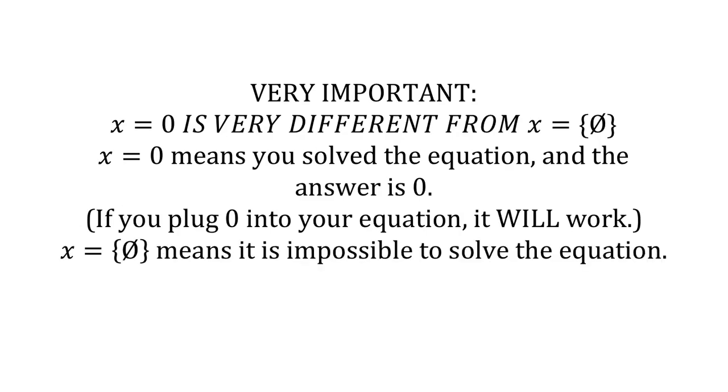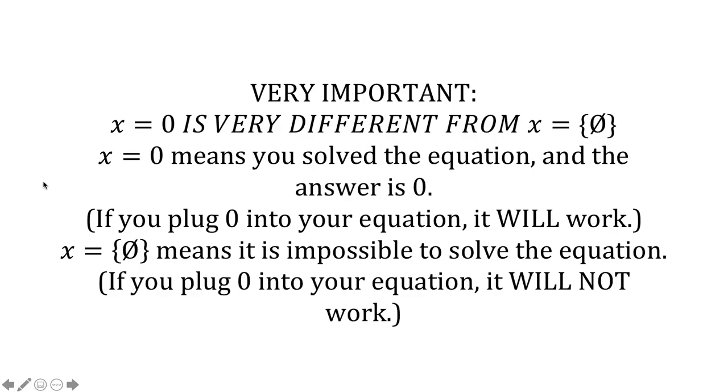But if you go through and solve it and you get something like 5 equals 7 or 2 equals 9, and you write no solution, what you're saying is it's impossible to solve that equation. There's no number that you could plug into it that will make it work, including 0. Plugging 0 in will not make it work. So x equals 0 makes sense if plugging 0 in works, and no solution means there's no number I could possibly put into this equation that would make it work.